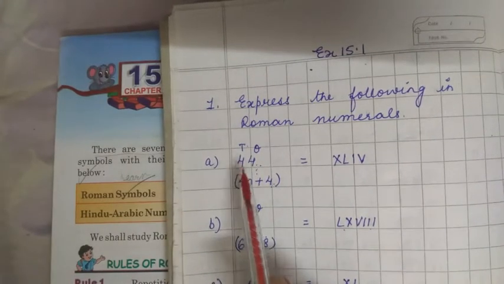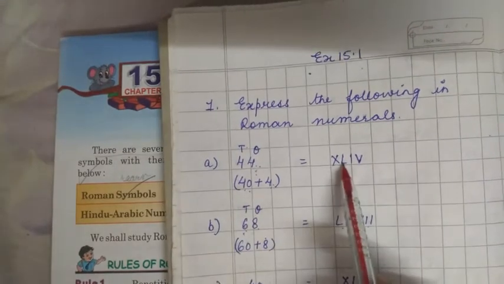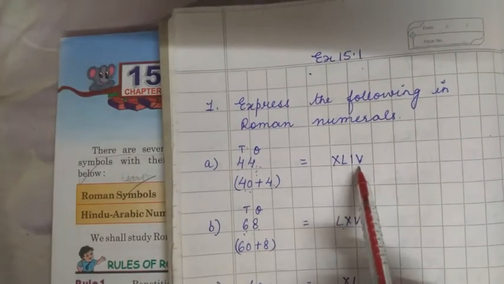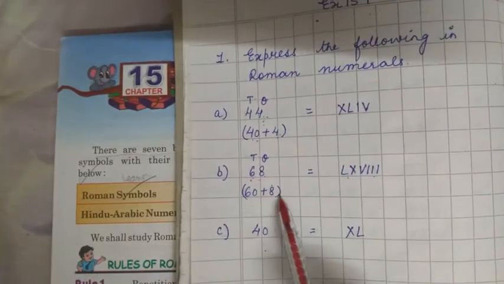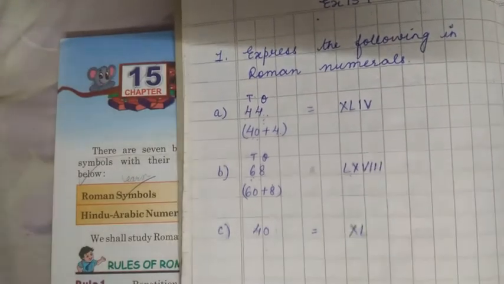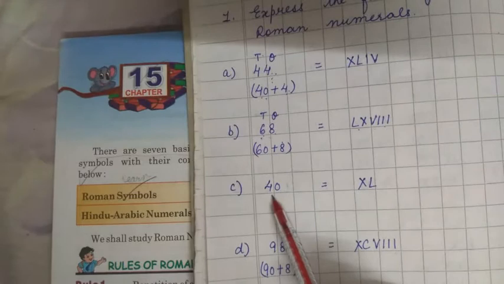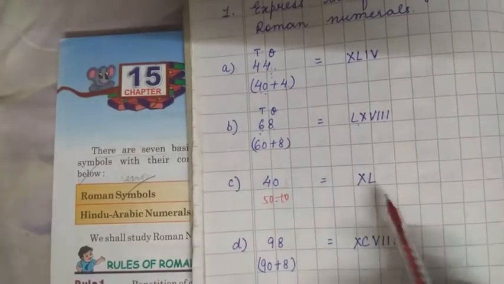4 tens mean 40, 40 plus 4, 44. So what is the symbol of 40? 50 minus 10, 40, and this is 4, 44. Next, 68: 60 plus 8. So 50 plus 10, 60, and this is the symbol of 8. How to write 40? 50 minus 10.